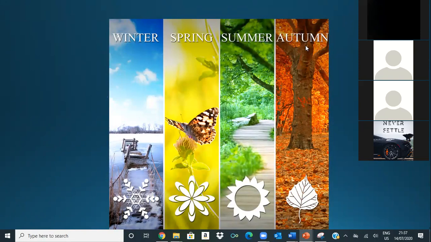Autumn. Okay. Autumn. So, estas son las cuatro temporadas. Vocabulary. Winter. Repeat. Winter. Spring. Summer. Autumn. También esta se conoce como fall. You can also say fall.